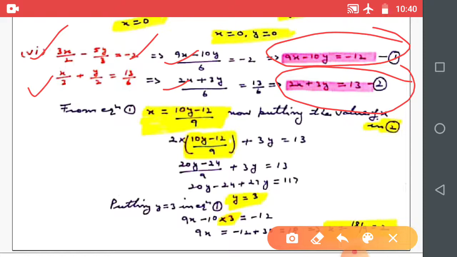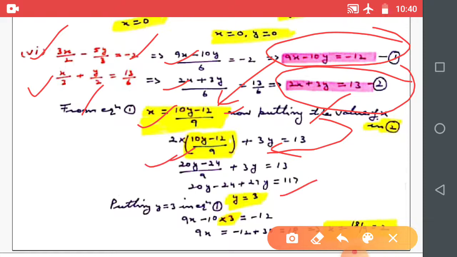Now put the value of x from equation 1. The value of x from equation 1 is x is equal to 10y minus 12 upon 9. Now put this value of x in equation 2. So 2 into 10y minus 12 upon 9 plus 3y is equal to 13. Again, after taking the LCM, we get the value of y as 3.